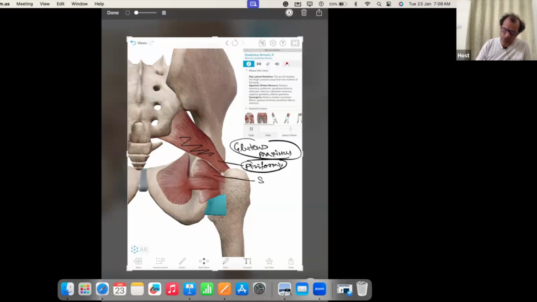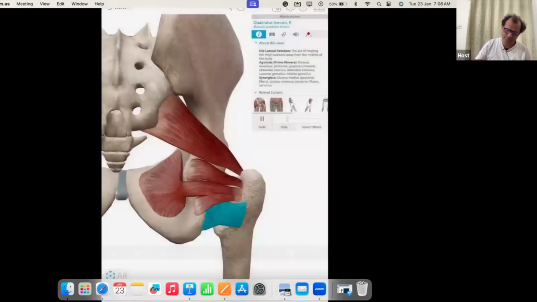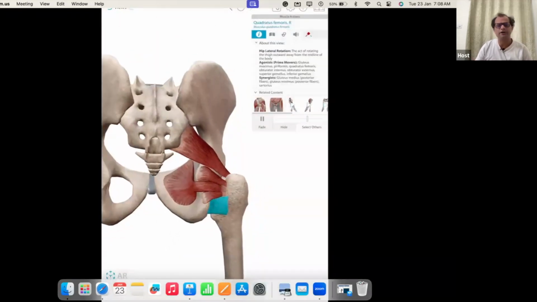Other than that, we can see superior gemellus, inferior gemellus, rectus femoris, quadratus femoris, obturator externus and internus. We already have discussed all these muscles earlier. ये 7 muscle हैं जो ये movement करती हैं. You can see the movement once again. How these muscles are pulling the hip laterally.